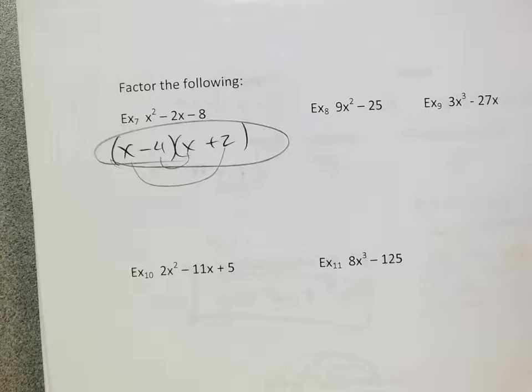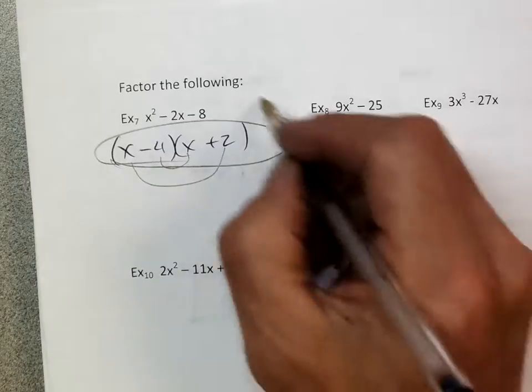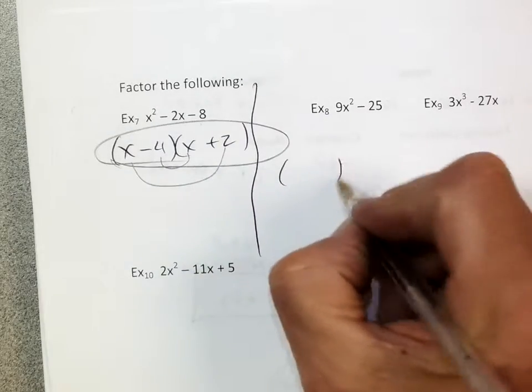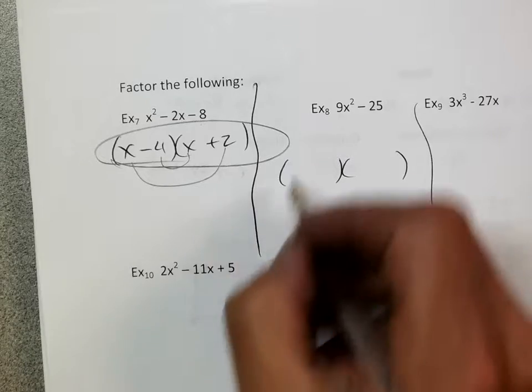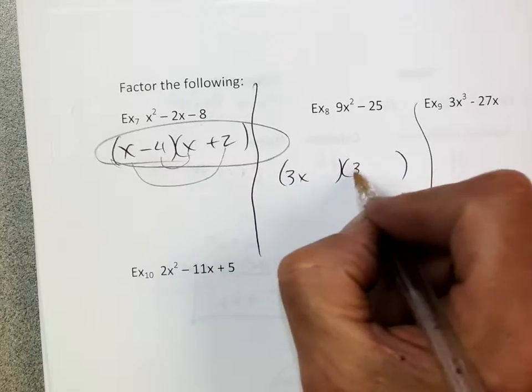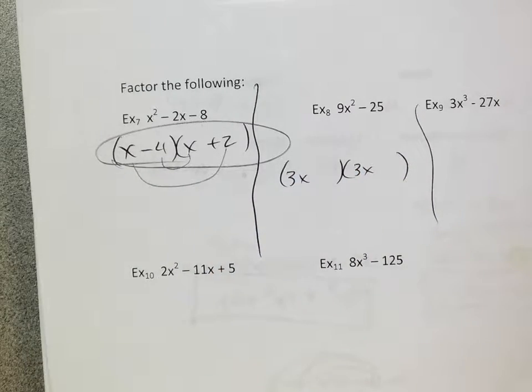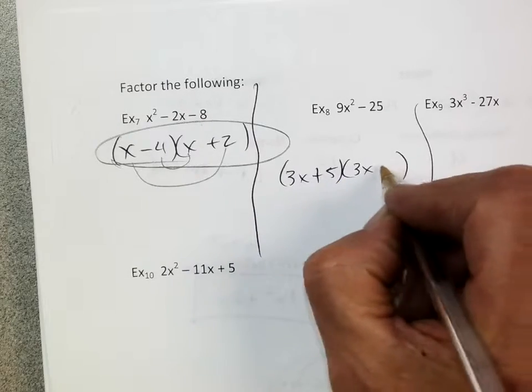Okay, number 8. Parentheses, parentheses, parentheses, parentheses, okay. How about a 3x and a 3x? You okay with that? What about a plus 5 minus 5, right?